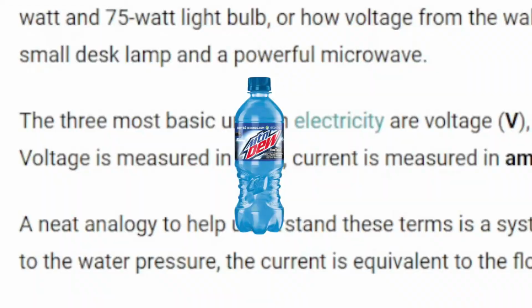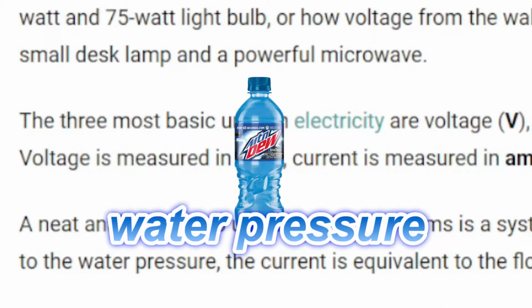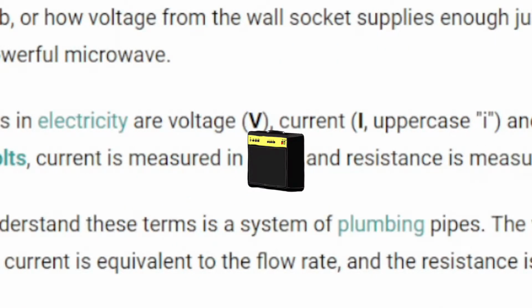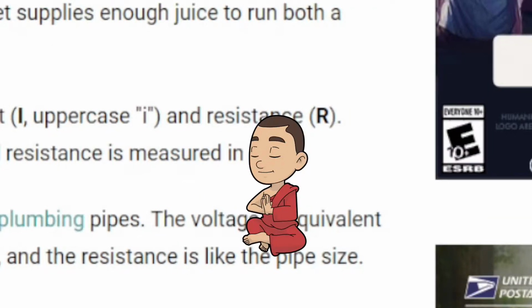And they said that the voltage is equivalent to the water pressure, the current, which is amps, is equivalent to the flow rate, and the resistance, which is ohms, is like the pipe size. Confused yet? So that is quite a bit to take in. Almost like drinking from a fire hose, to use another water analogy. And apparently, there is an equation that helps us all grok this.